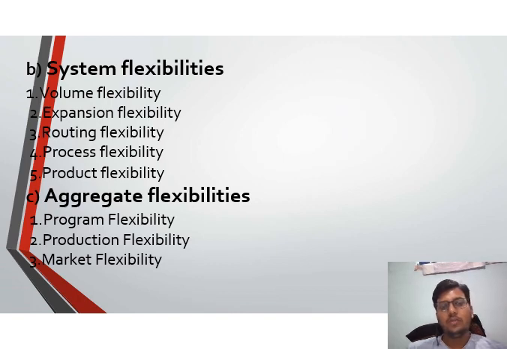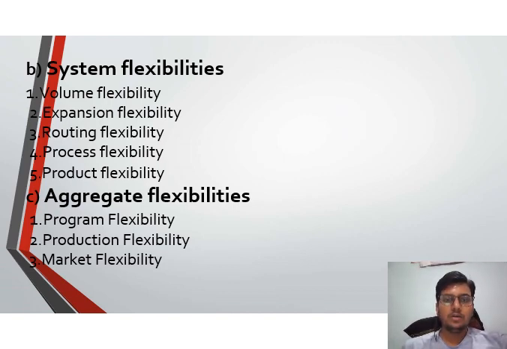Routing: if we want to change the route, or we have some modification in the route of different processes, it could be accommodated by that system. Then process flexibility: if we need to change the process sequence or some changes are required in the process, that could be flexible. Then product flexibility: if you have a wide variety of products, that could be accommodated by the system. That is one type of flexibility.